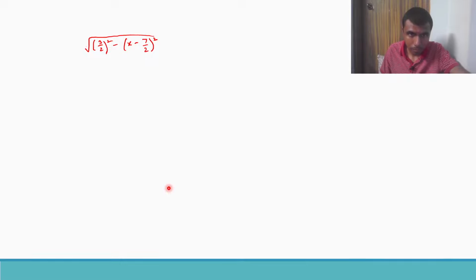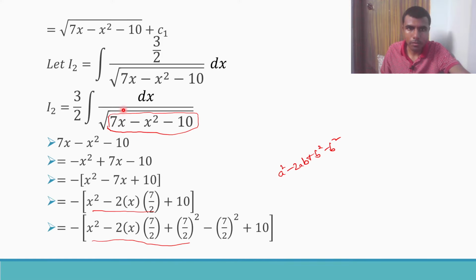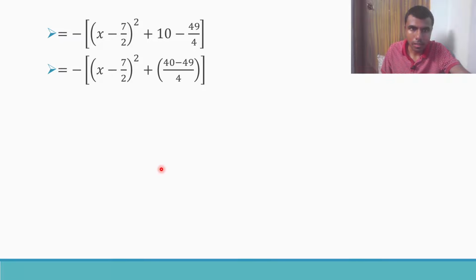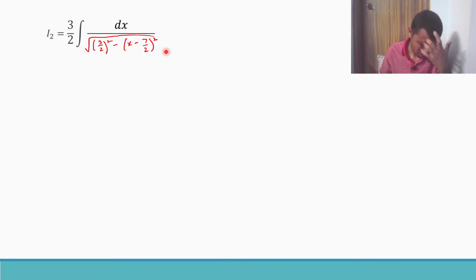Okay. Now see, what is my I2? This, right? So this 7x minus x square minus 10, I can write it as this. So my I2, my integral will be nothing but this integral, 3 by 2 integral dx by 3 by 2 whole square minus x minus 7 by 2 whole square. I hope this step is clear. Instead of that 7x minus x square minus 10, I wrote this, which we just got. Fine.